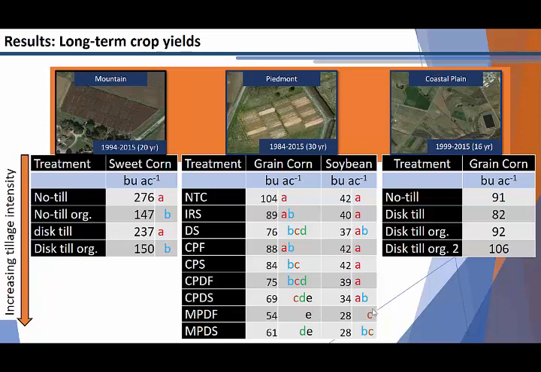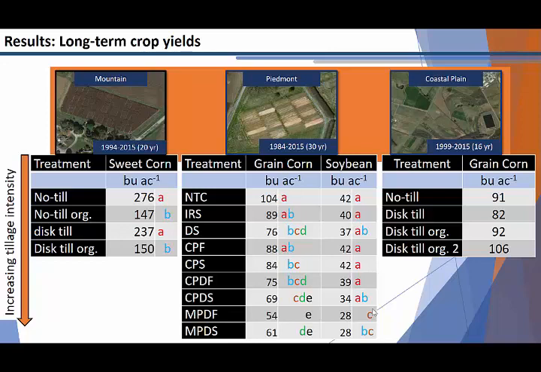Now, it was a little different for the soybean, and I think that's an effect of the physiology of soybean. But again, we had greater yields. We had twice as much yield from no-till soybean than we did from moldboard plow soybean. So you can see there that there is an effect, even though it's not always statistical difference.